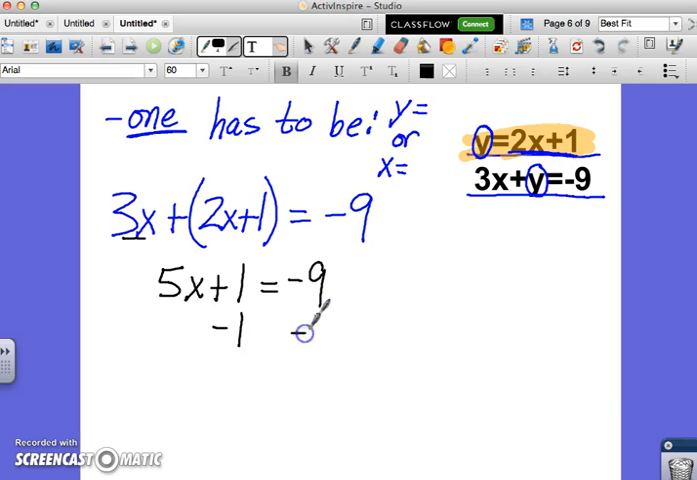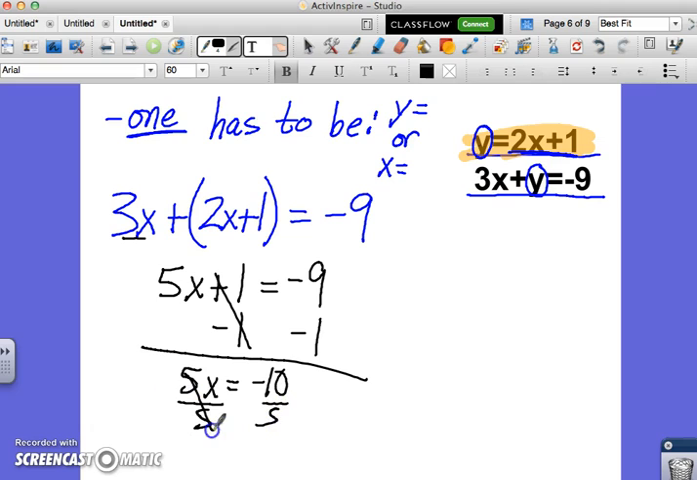Okay, so we want to eliminate this plus 1, so we subtract 1 from both sides. We now have 5x equals negative 9 minus 1, negative 10. We have 5 times x, so we're going to divide by 5. And we find that x equals negative 2.